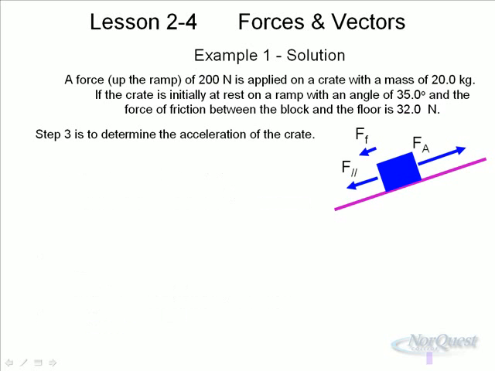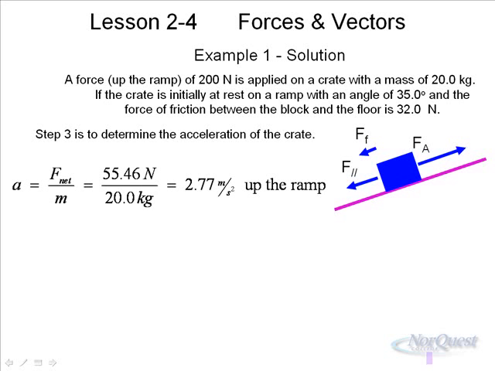Now the next step, step number 3, now that we have the net force, we can calculate the acceleration. Acceleration is determined by using Newton's second law. We take our net force of 55.46 and we divide by the mass of the block, or the crate. And of course the mass of the crate is 20 kilograms. 55.46 divided by 20 gives us a net acceleration of 2.77 meters per second squared up the ramp. So your pushing of 200 results in a net acceleration of 2.77.